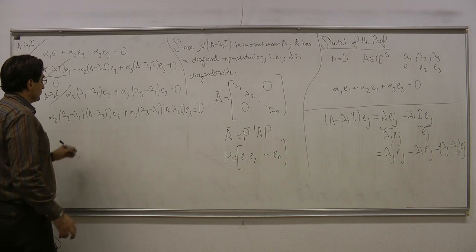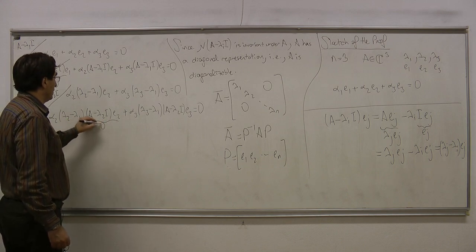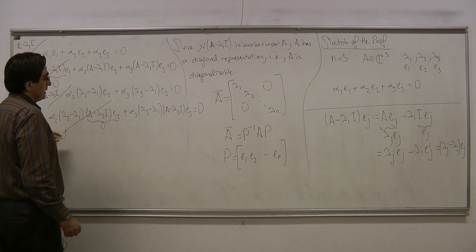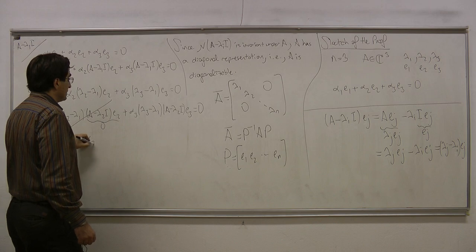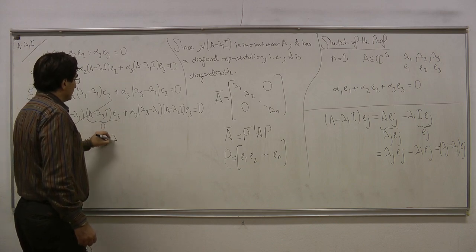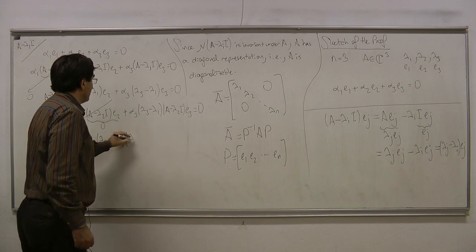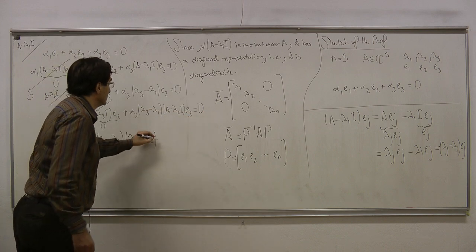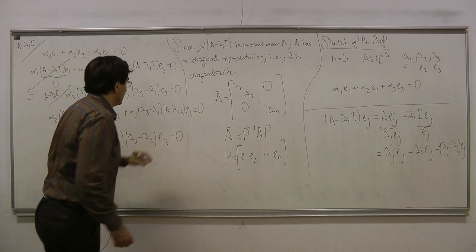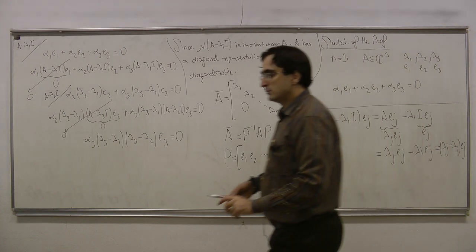So now let us look at the terms here. This matrix vector multiplication is just going to be 0. So this term is going to disappear. And what about this one? So let us write this. Alpha 3, lambda 3 minus lambda 1. And this multiplication is going to be just lambda 3 minus lambda 2, according to that calculation, E3, which is equal to the 0 vector.